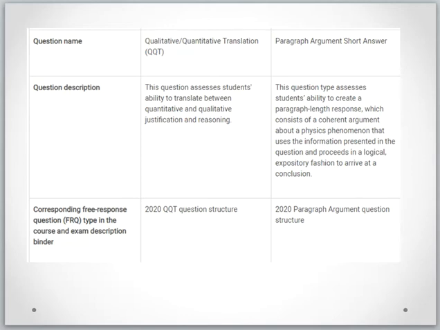The paragraph argument short answer question assesses students' ability to create a paragraph length response. You're going to have to write some sentences. That means subject and verb. Please practice your handwriting. Make sure that you are writing clearly and coherently. So it needs to be a coherent argument about a physics phenomenon that uses the information presented in the question and proceeds in a logical, expository fashion to arrive at a conclusion.